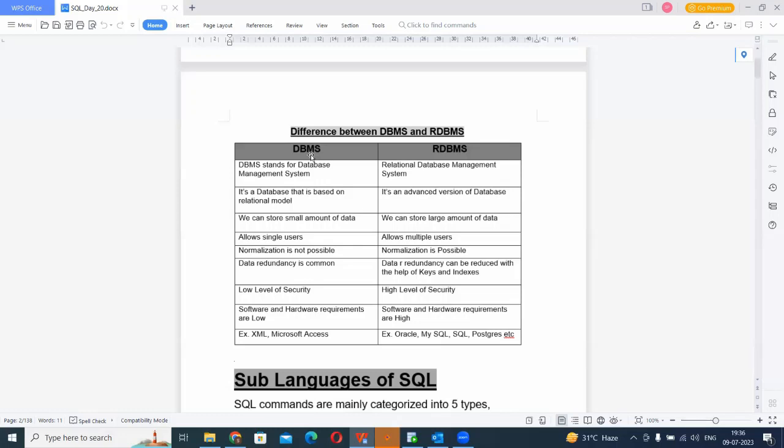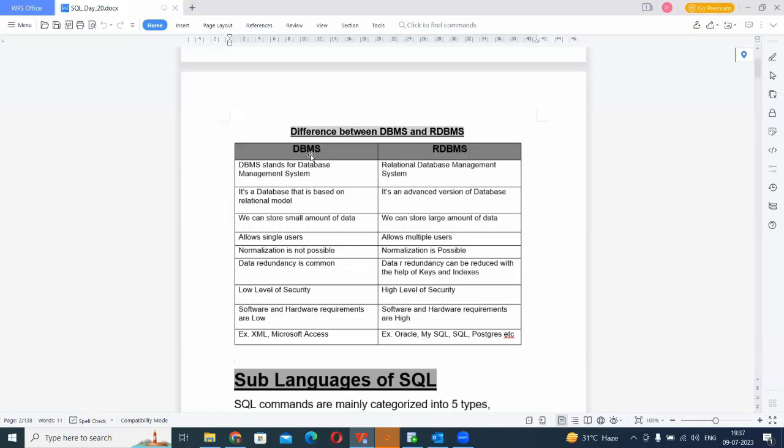In DBMS, normalization is not possible. In RDBMS, normalization is possible. So guys, what is normalization? I will explain it when we move into the later sessions. If I explain here, you couldn't understand.